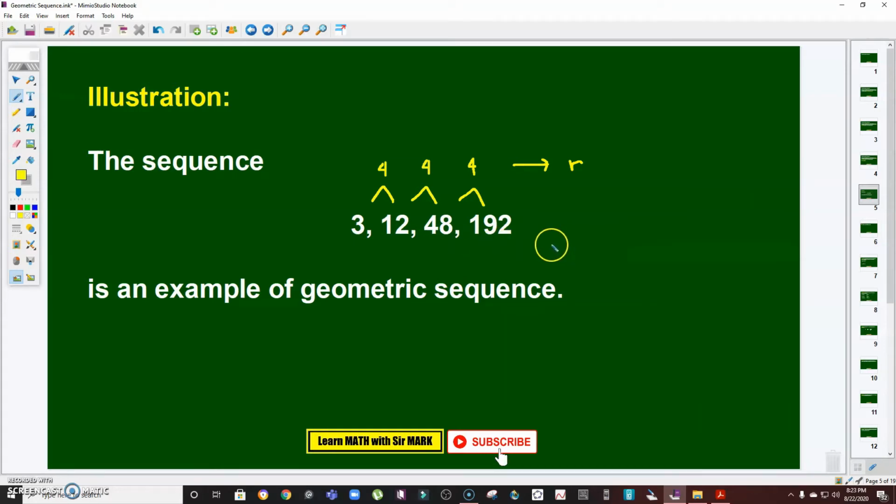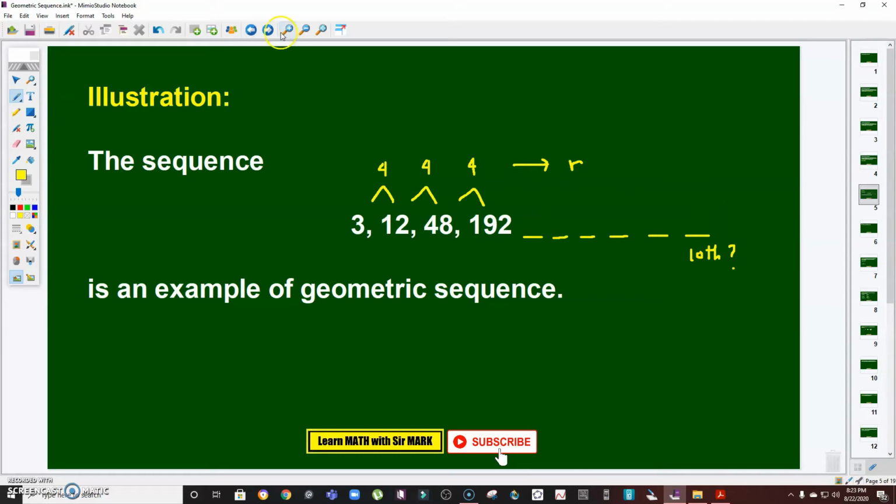Now, what if we are looking for the 10th term? Let's say 5, 6, 7, 8, 9, and the 10th term. What do you think will be the 10th term? Of course, we can multiply 192 times 4, then the product by 4, and so on, right? But take note that if you do that procedure, that will be tedious, okay? And besides, it will become very large if we do that.